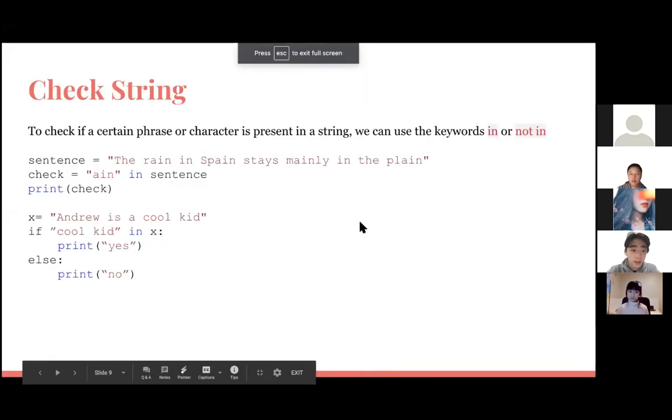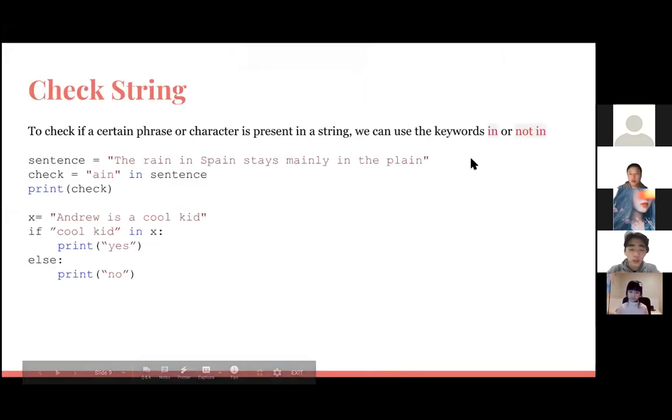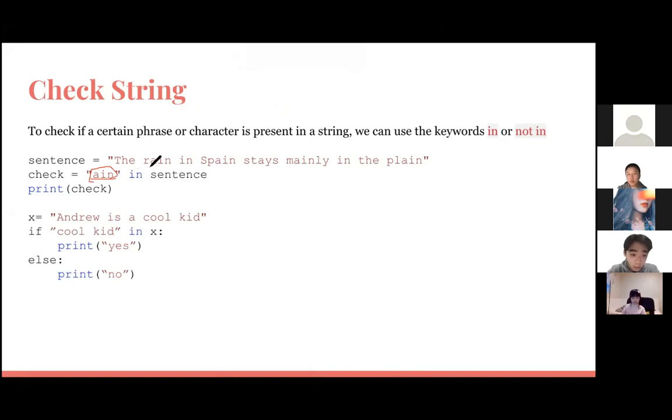And the next is about check string. Check string is simply checking if a string is in another string, right? If you look over here, you're checking if this section exists within the large sentence, and of course it does. If you look at what I'm highlighting, there are different instances where the letters AIN exist within the sentence, because we're checking if this is in the sentence, right?